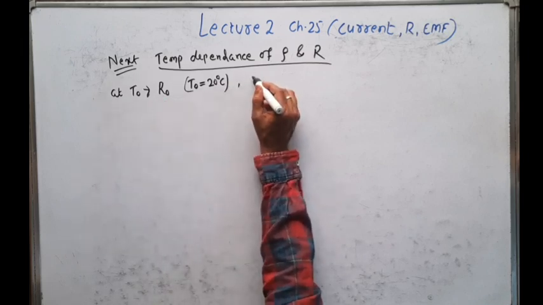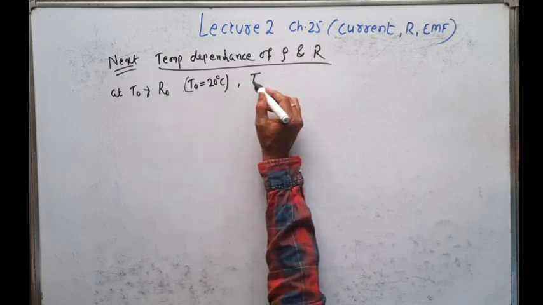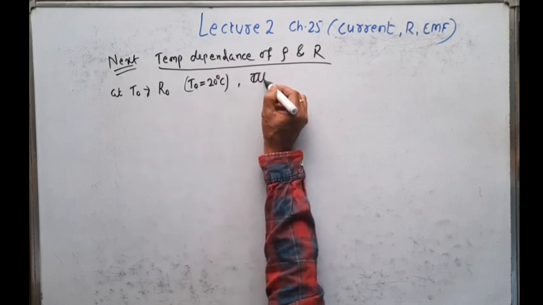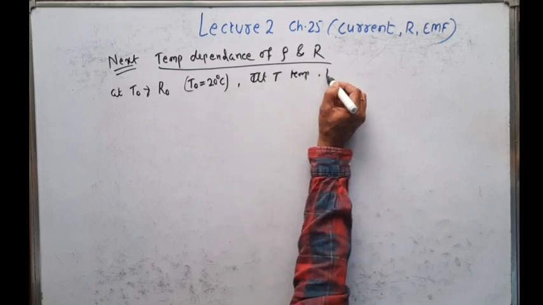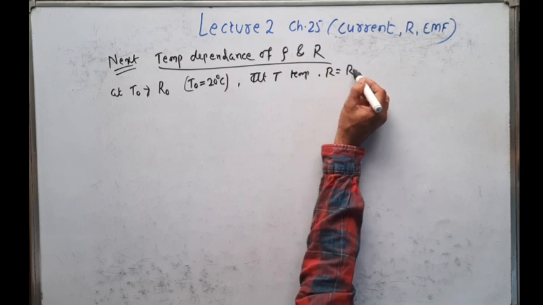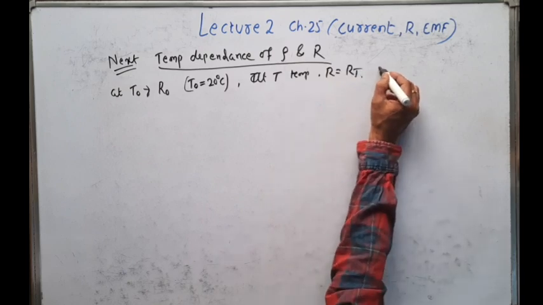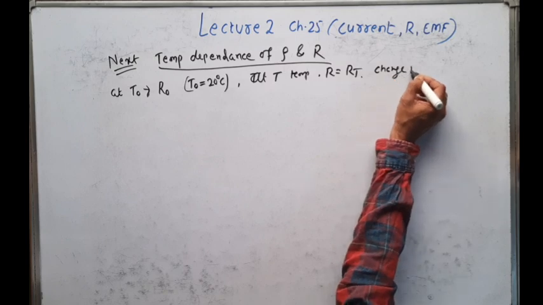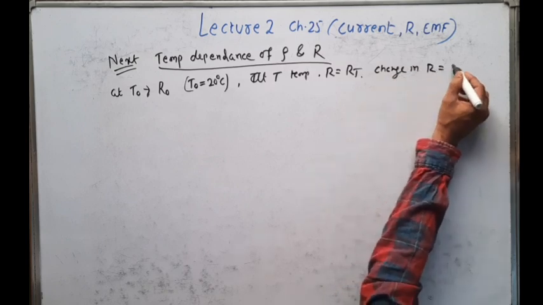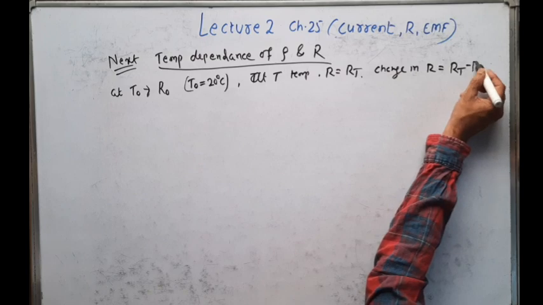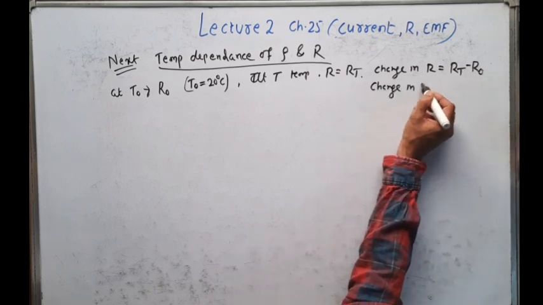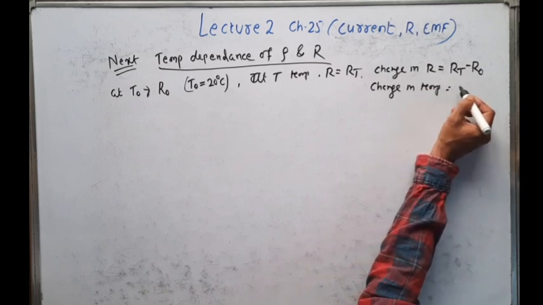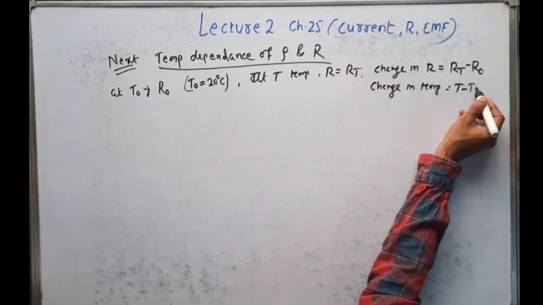Now I increase the temperature from T naught to T. Let at T temperature, the resistance be RT. So what is the change in resistance? Change in resistance is equal to RT minus R naught. What is the change in temperature? Change in temperature is equal to T minus T naught.